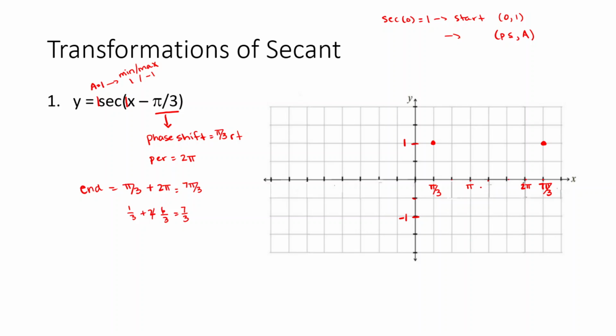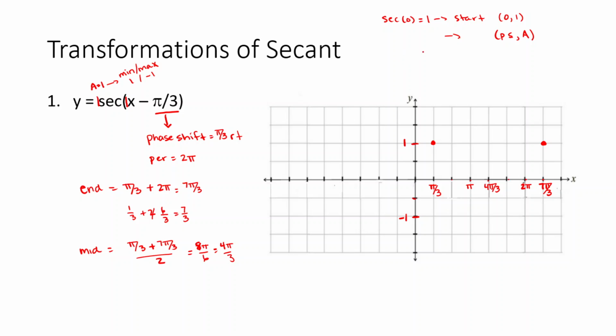Okay, now the midpoint. The mid is going to be pi thirds plus 7 pi thirds divided by 2, which is 8 pi sixths. Excuse me, that's 8. Haha. And so that's 4 pi thirds. So that's going to be right here.